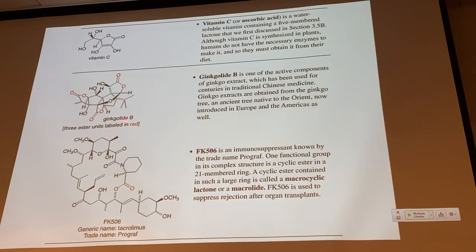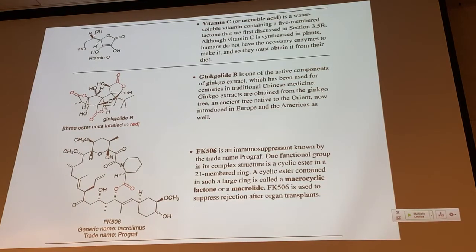And you see it has 3 lactones. So the lactones in ginkgolide B and vitamin C are 5-membered rings, so 5- and 6-membered lactones are very common in nature. But there are also a fair number of macrolides or macrocyclic lactones that have much larger rings. FK506 has a 21-membered ring. You see right here, there's the ester, and here's the 21-membered ring.